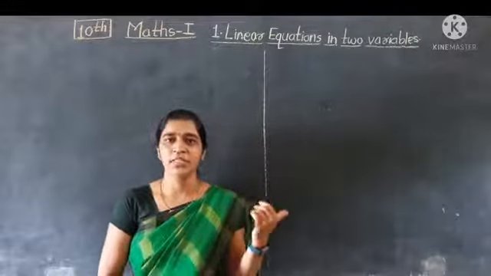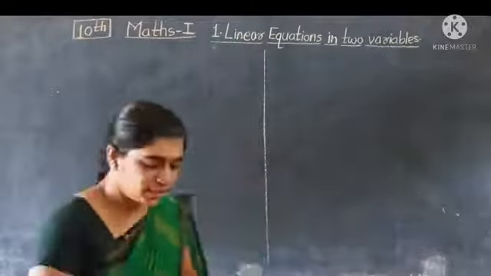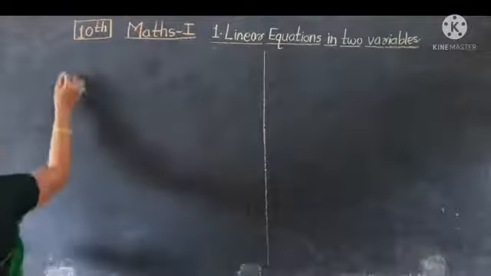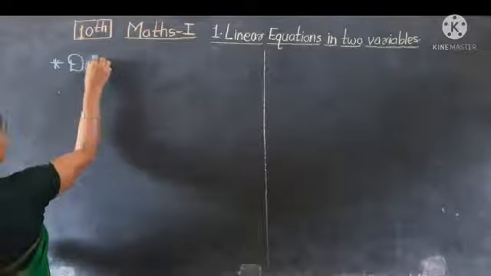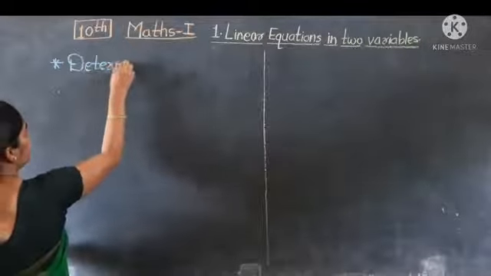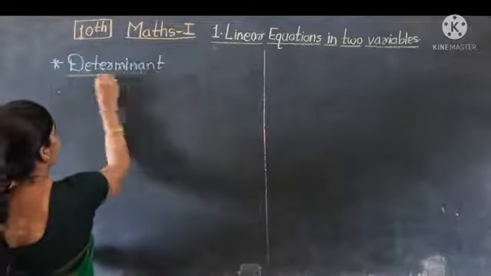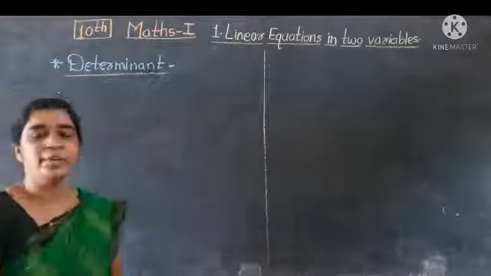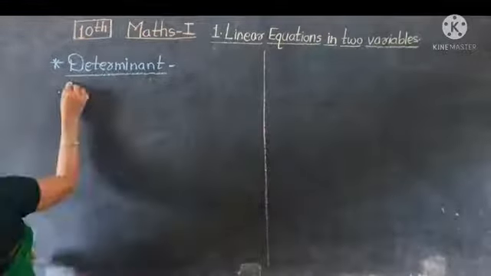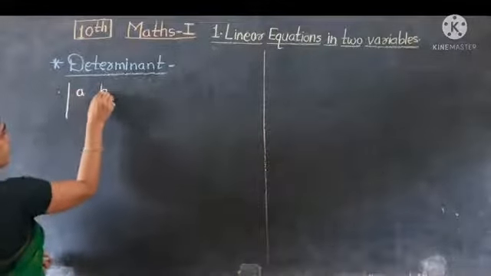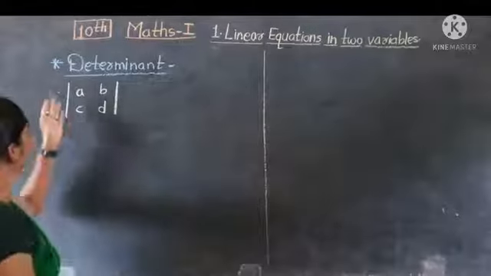Now students, in this video we will see one new concept, that is the determinant. What is the determinant? How we write a determinant we will see in this video. So students, observe here. Here I write A, B, C, D in two straight lines.